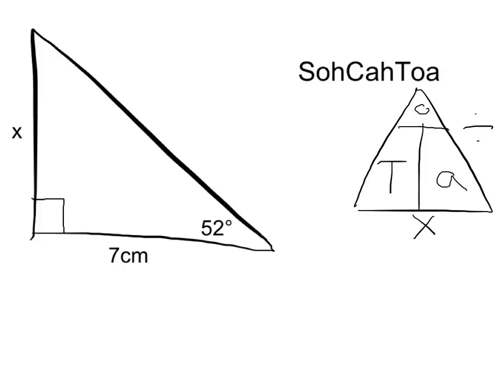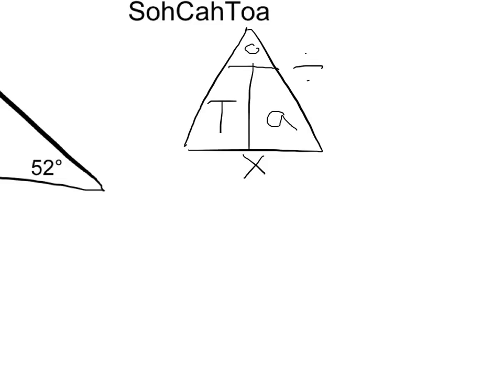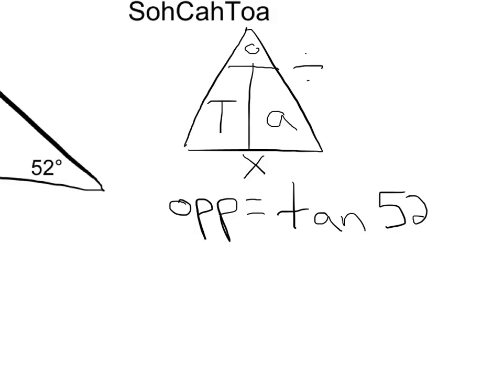So let's see what that looks like in an equation. I'm going to start my equation with opposite, because that's what I'm looking for. Opposite equals, and then I'm just going to look at the other two things that I know. In this case, since I have tangent, I'm going to put tan of my angle, which was 52 degrees, so I'm going to go 52. And then, again, we're multiplying because it was next to the other thing that we know, the adjacent. And my adjacent in this problem was 7 centimeters, so I'm just going to put 7 centimeters.